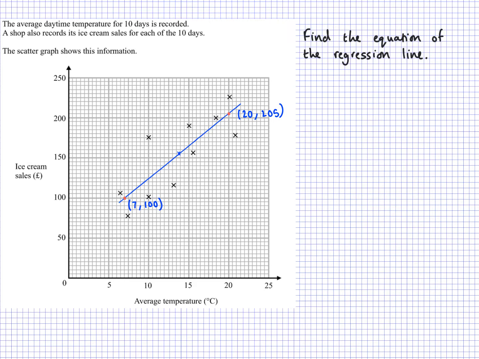So I've identified 2 pairs of x values. So this is one x and y value pair, and this is another pair. I'm going to use them to find the gradient.